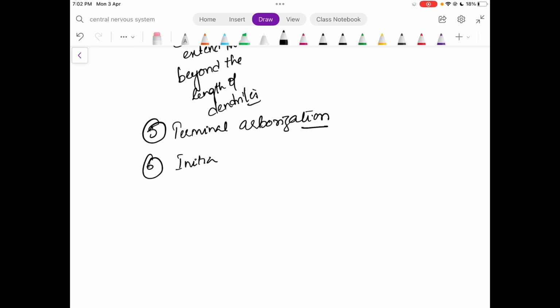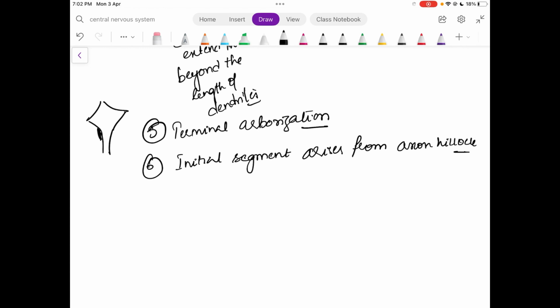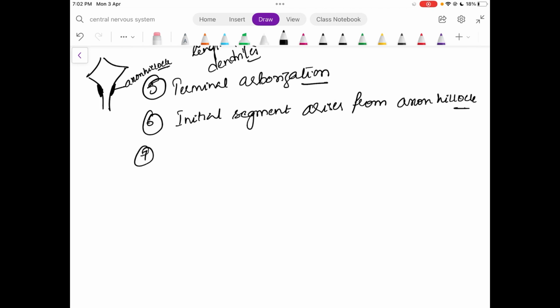Next, the initial segment arises from the axon hillock. That is a thickened area of the cell body. This is the cell body and we have a thickened area. This is called an axon hillock. At the axon hillock, there will be a starting of axon, and they will lack rough endoplasmic reticulum, ribosomes, and Golgi apparatus.